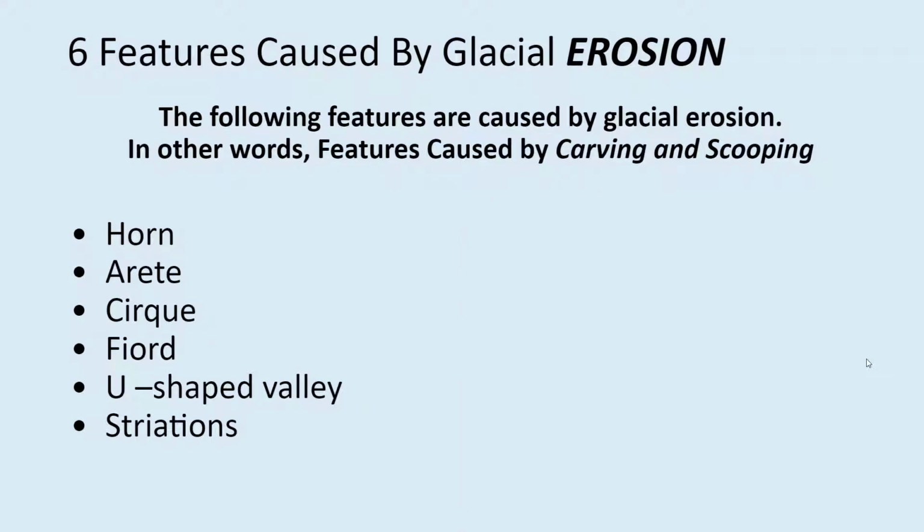So if we're talking about features that we could recognize as being erosional features of glaciers, these are the big six. So the following features are caused by glacial erosion. In other words, features caused by the carving and scooping of glacial ice. These things are horns, arêtes, cirques, fjords, U-shaped valleys, and striations. So let's have a closer look at those things.